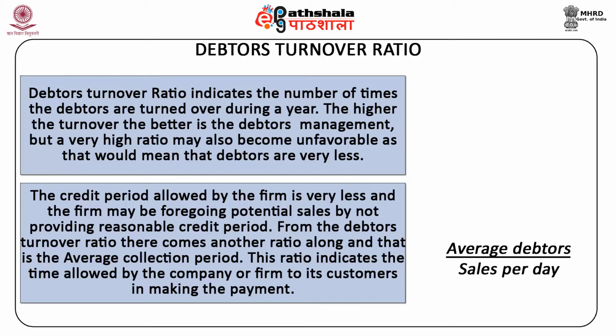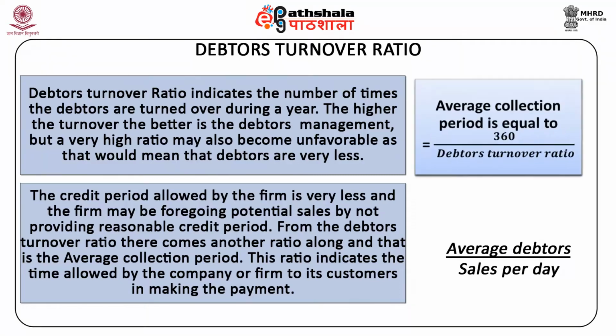From the debtors turnover ratio, there comes another ratio along, and that is average collection period. This ratio indicates the time allowed by the company or firm to its customer in making payment. The ratio is given by average collection period is equal to 360 divided by debtors turnover ratio, or average debtors divided by sales per day.